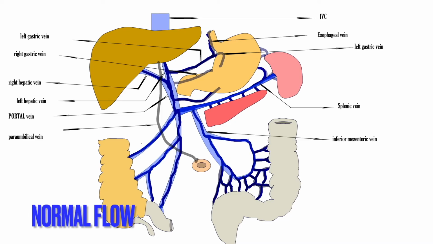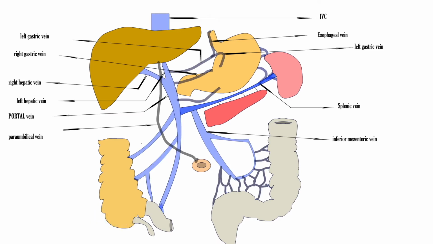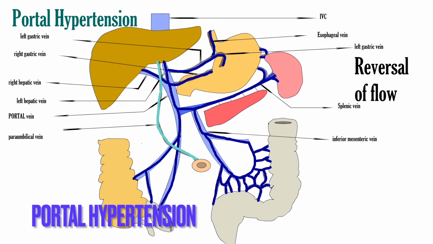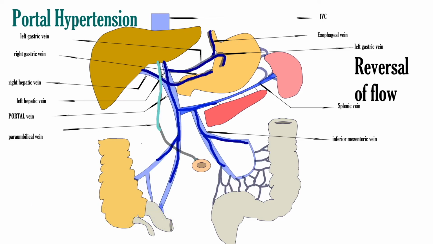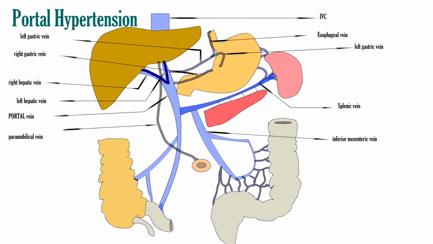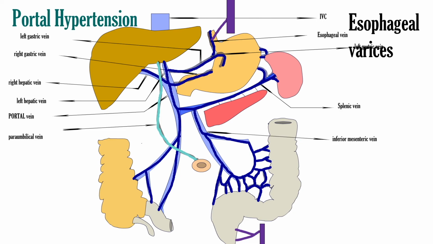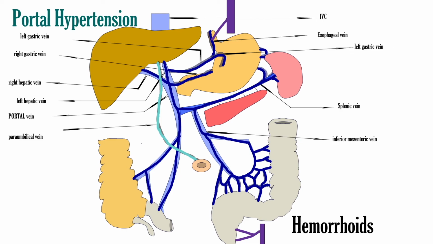The normal flow of venous blood is in this direction toward the portal vein and up through the hepatic veins into the IVC. But in portal hypertension, there is a reversal of flow because of the high pressures, and this ends up causing esophageal varices and hemorrhoids, and also caput medusae.